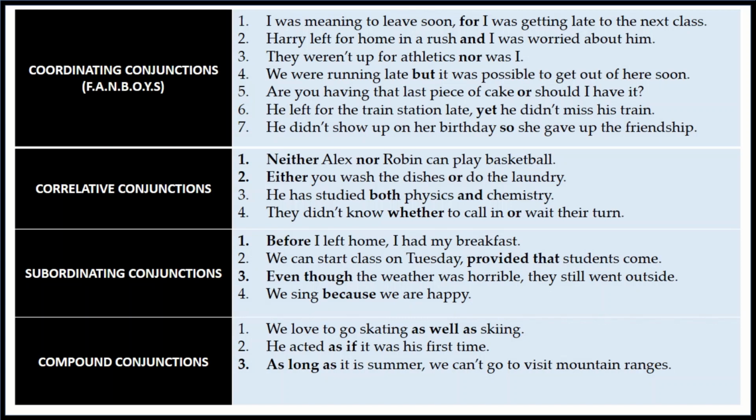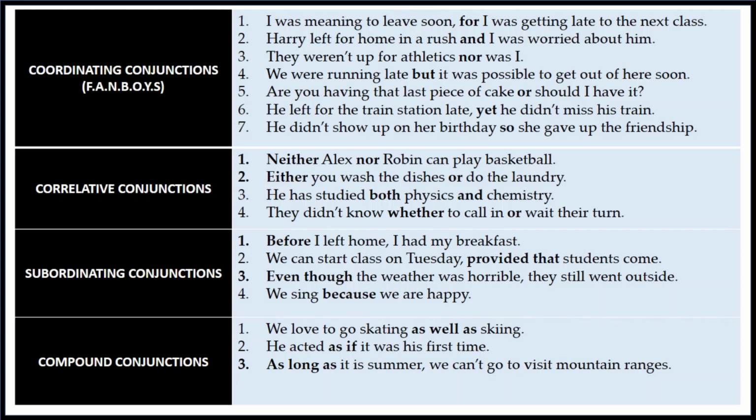The second conjunction type is correlative conjunctions. For example, neither Alex nor Robin can play basketball. So you see, neither and nor go hand in hand. They are parallel structures. Either you wash the dishes or do the laundry. Either and or go hand in hand. He has studied both physics and chemistry. Both and go hand in hand. They didn't know whether to call in or wait for their turn. Whether and or go hand in hand. Parallel structures. That's how you use correlative conjunctions.